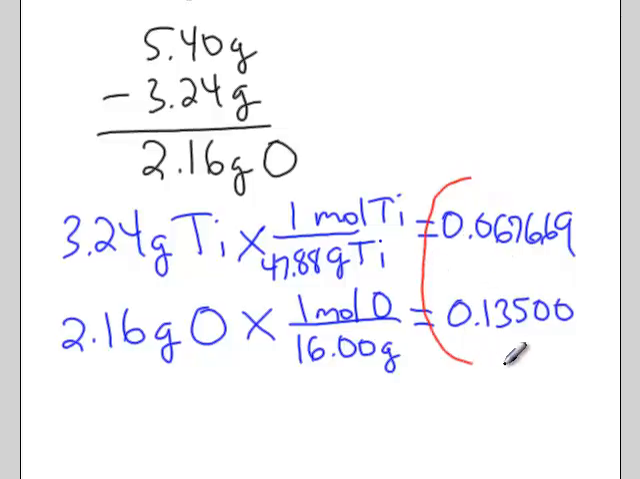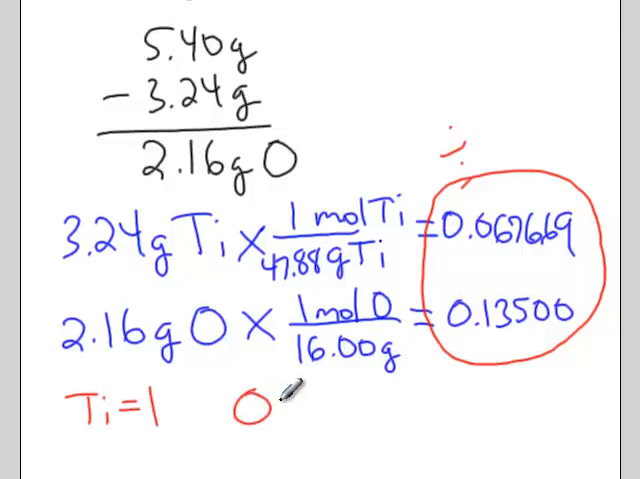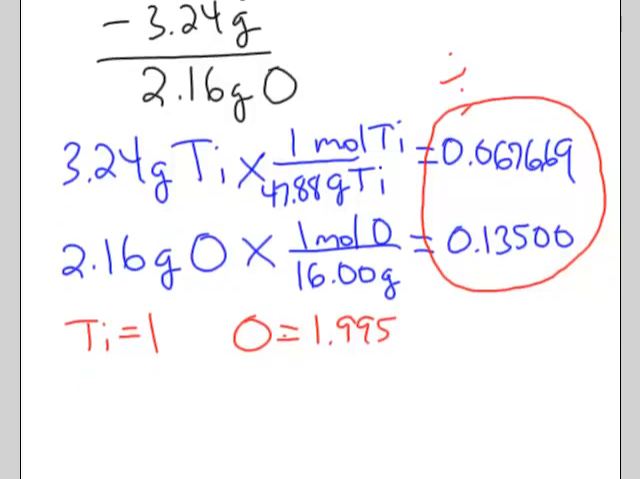The step a lot of people forget to do is divide by the smallest. So both of these are going to be divided by the 0.067 number. So that's going to give us an answer of 1 for the titanium. And for the oxygen, we get 1.995. Well, we don't have to worry about the tricks for multiplying by some number like 2, 3, 4, 5, or 6 to make this a whole number. This is close enough that we can call that 2. So our final answer is 1 titanium and 2 oxygens.